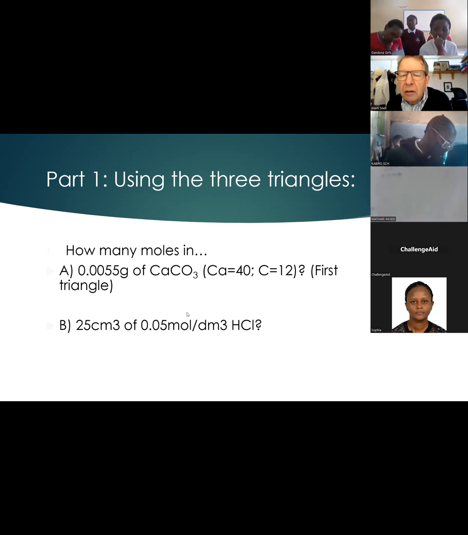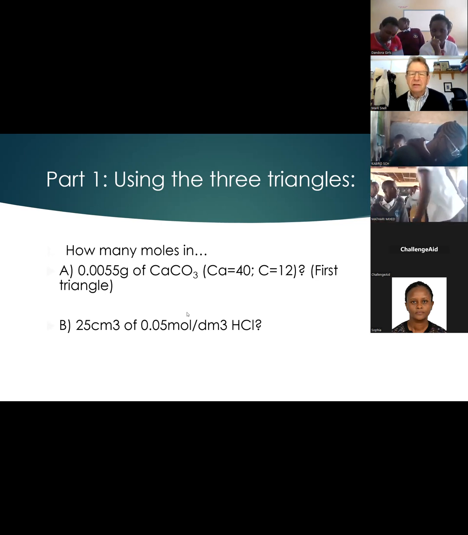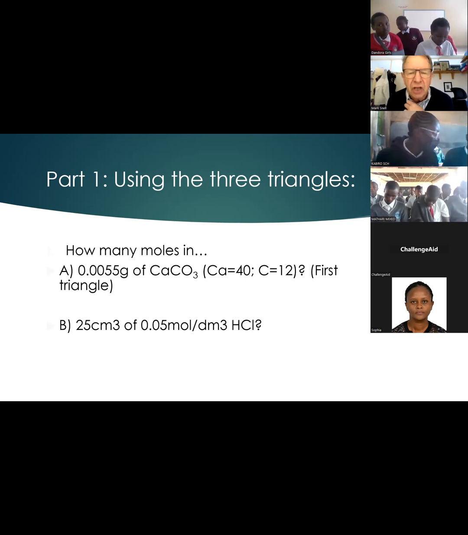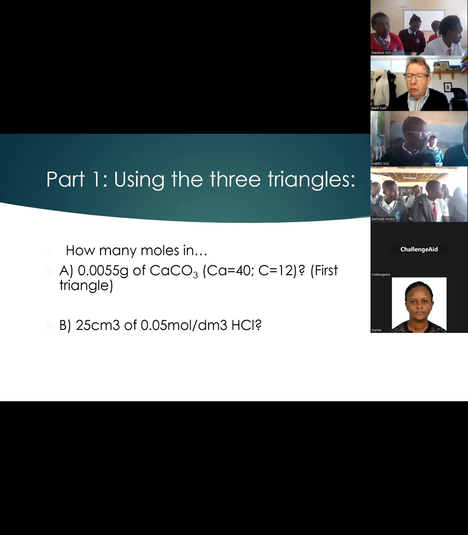Mathari, yes, well done. Very, very good. I'm very impressed, I really am. I know this is quite difficult, but if you use these three triangles, you will find moles are not as scary as you think. They are quite scary, but they don't have to be that bad.